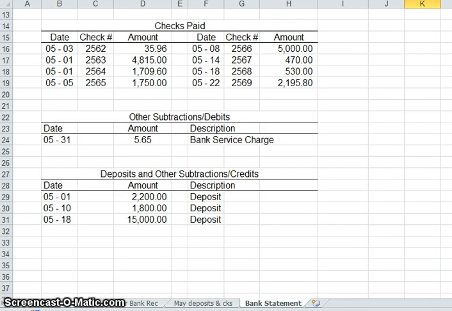And then we have a list of deposits and other subtractions, credits. That should not say subtractions. That should say other additions. So that is a typo. Let's fix that.